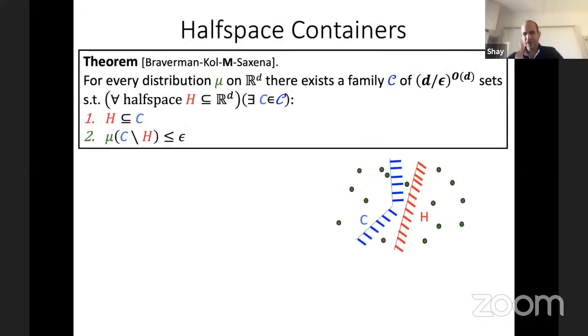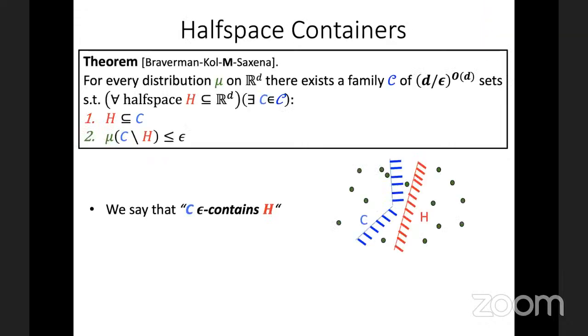So recall, let me now state it with measures instead of points. The theorem says that for every distribution mu on R^D, there exists a family whose size depends only on the dimension and epsilon, the approximation parameter, such that every half space is epsilon covered by one of the members in this family. So we have a small family which epsilon contains every half space. For every half space, there is a container that contains it, and the measure of the difference is at most epsilon.